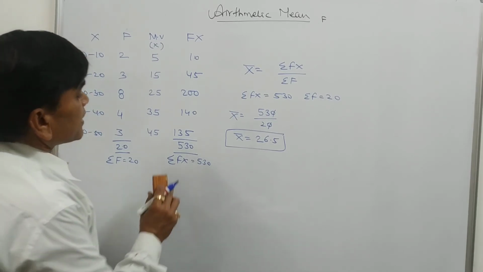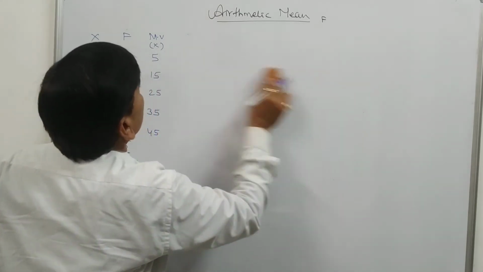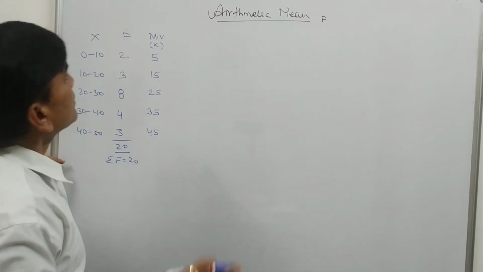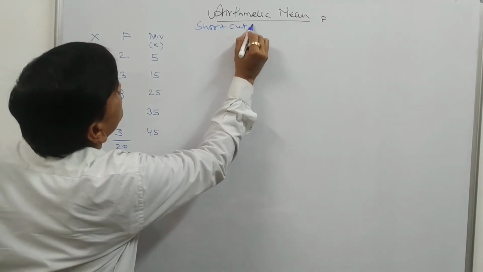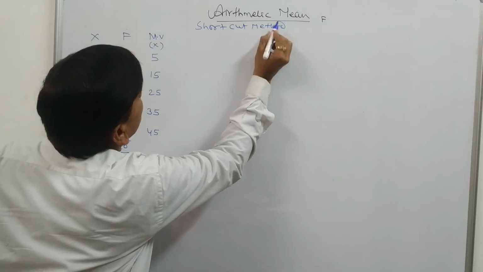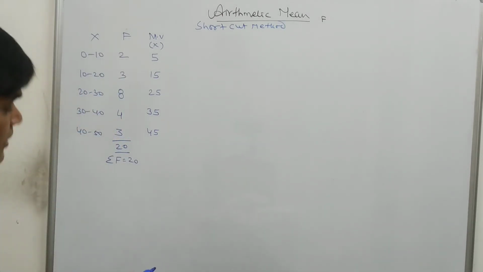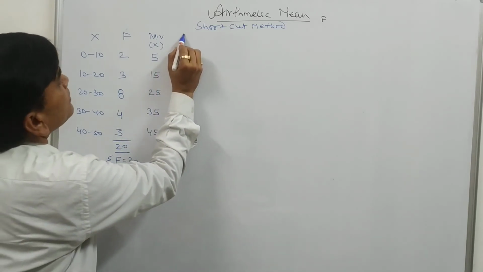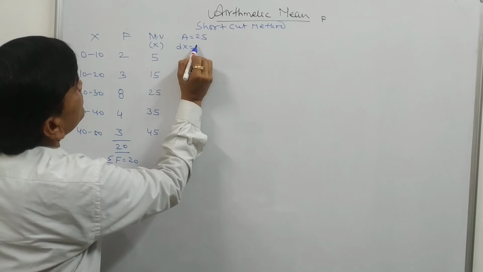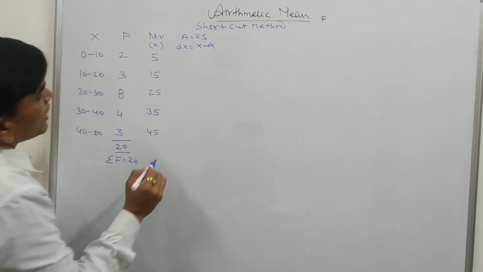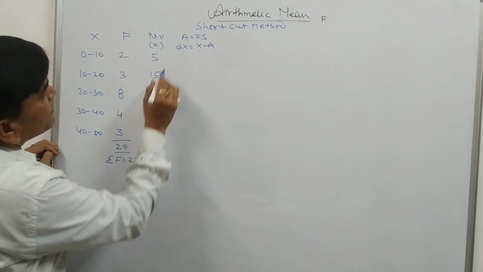Suppose we have to use the shortcut method here. So I am using the shortcut method. For the shortcut method, suppose I have x and an assumed mean, say the assumed mean is 25. So dx is equal to x minus a. I suppose my arithmetic mean is 25, so I am getting the deviation from this.